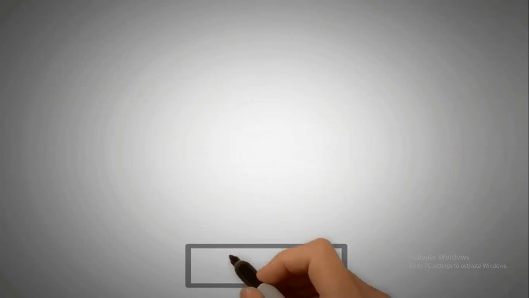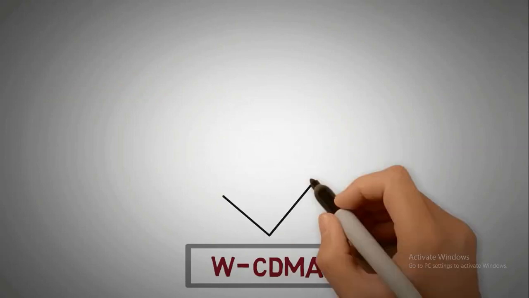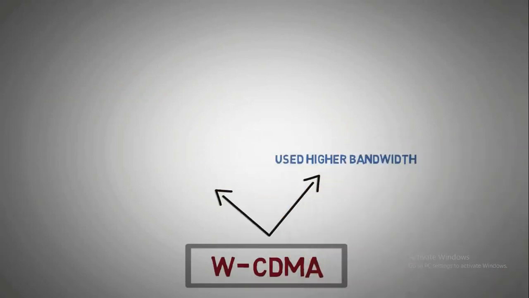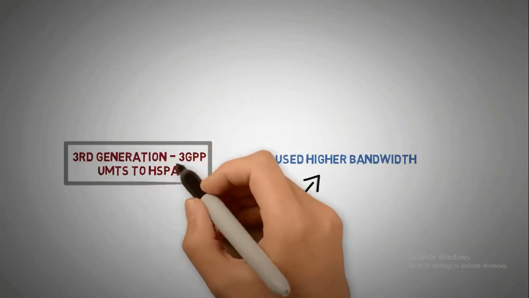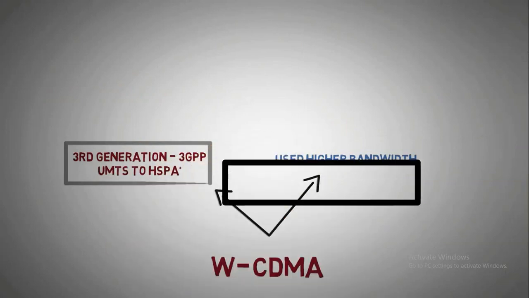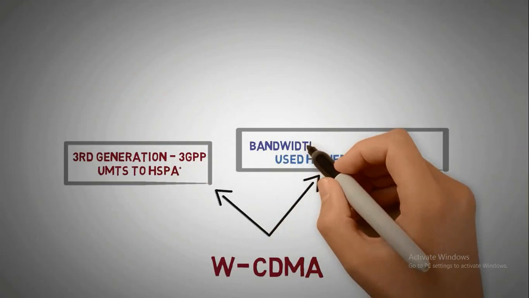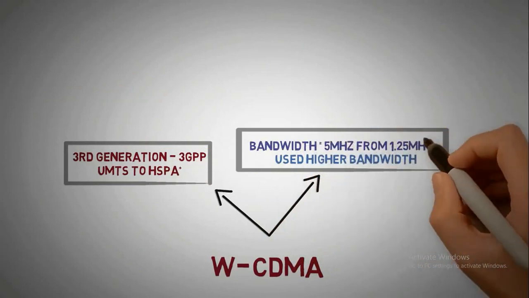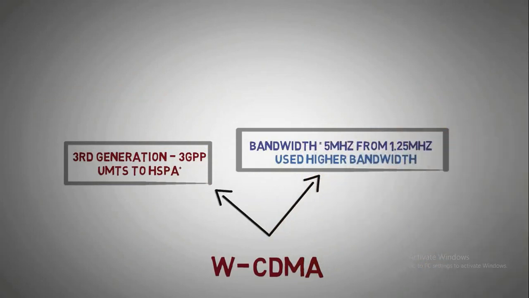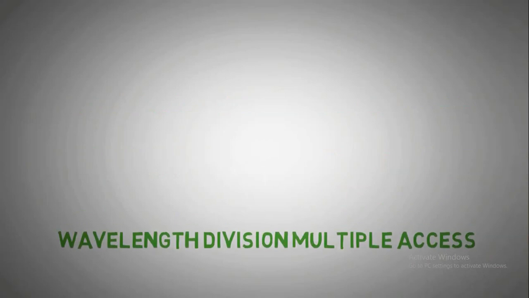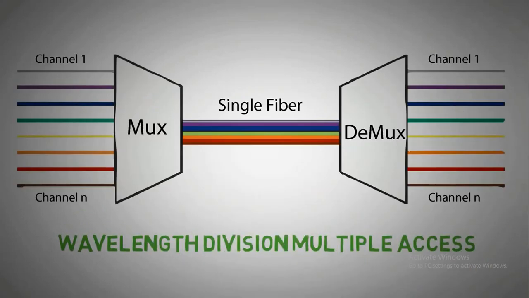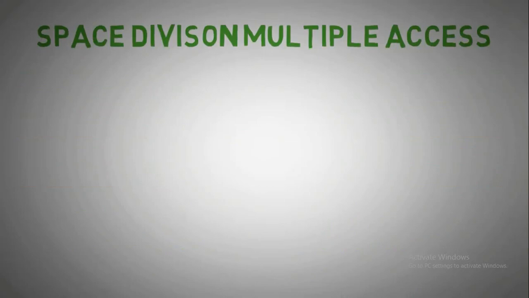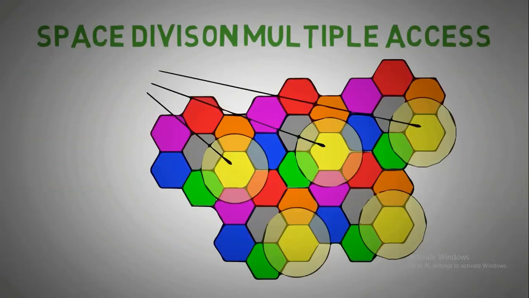Wideband CDMA, or WCDMA, spreads the signals over an even higher bandwidth. This was used in the 3G standards of 3GPP from UMTS to HSPA+, where the available bandwidth was 5 MHz compared to 1.25 MHz used in CDMA. There are other multiple access techniques like wavelength division multiple access, which is used in fiber optics, and space division multiple access, which refers to spectrum reuse over non-overlapping areas.